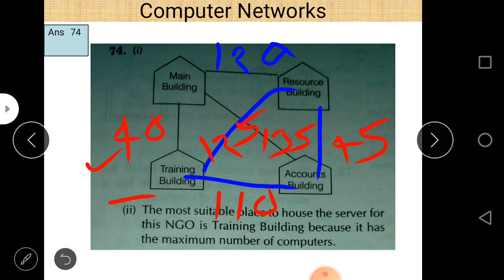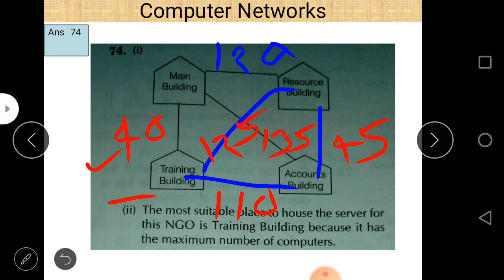And second is the distance between the main building and resource building, which is about 120 meter, and we have to connect the main building and resource building to each other. To connect the training building through the resource building, it is 125 meter.